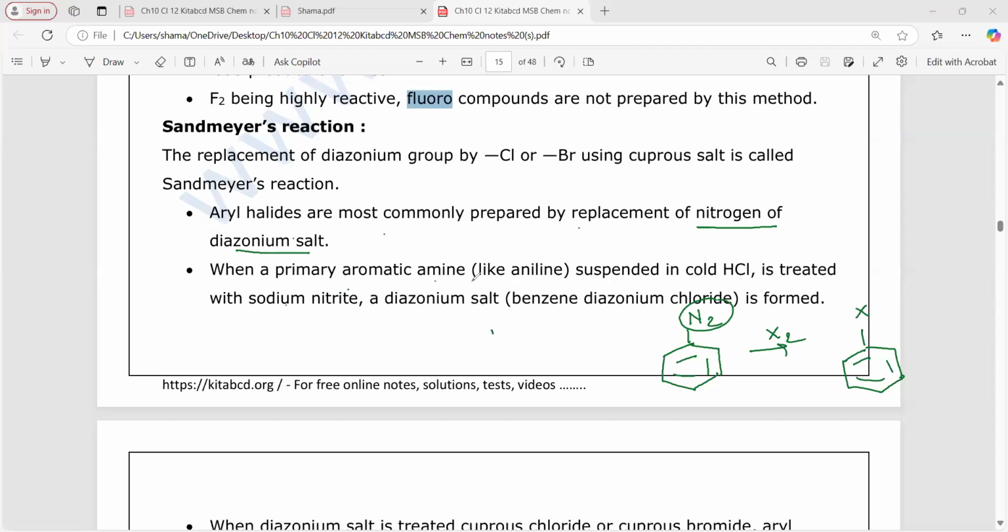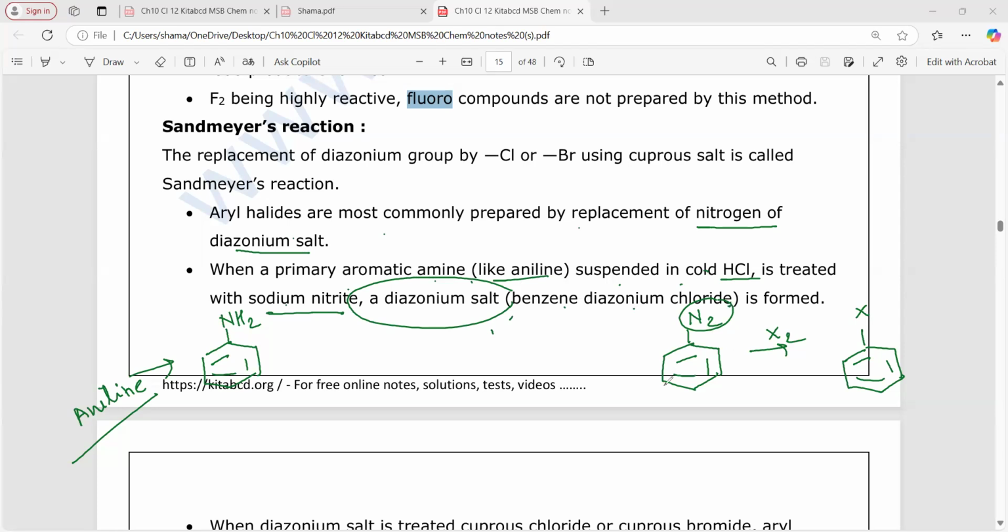When a primary aromatic amine like aniline, what is the structure of aniline? Like this, your benzene ring substituted with an NH2 group. This is your aniline structure. Suspended in cold HCl, it is treated with sodium nitrite. Like nitric acid, we have nitrous acid HNO2, and sodium nitrite has the same role. When HCl and NaNO2 react with each other, it will form a diazonium salt, that is benzene diazonium chloride.